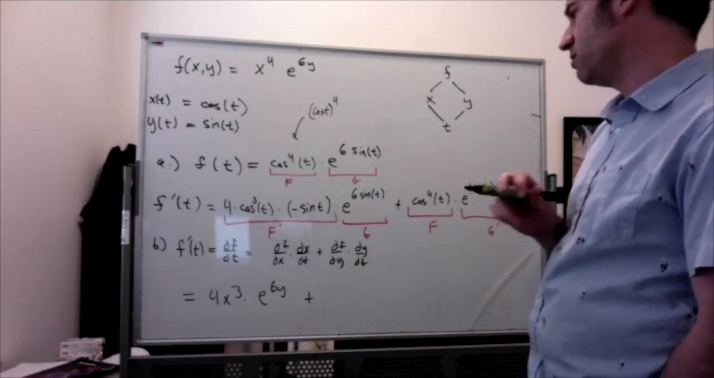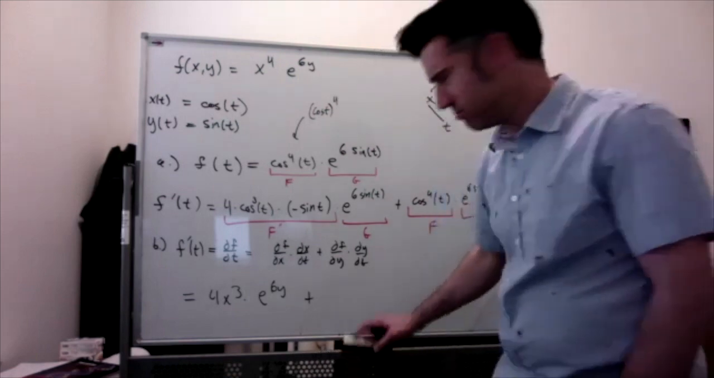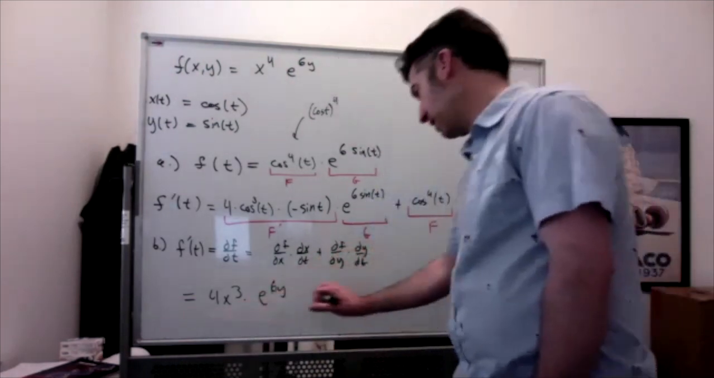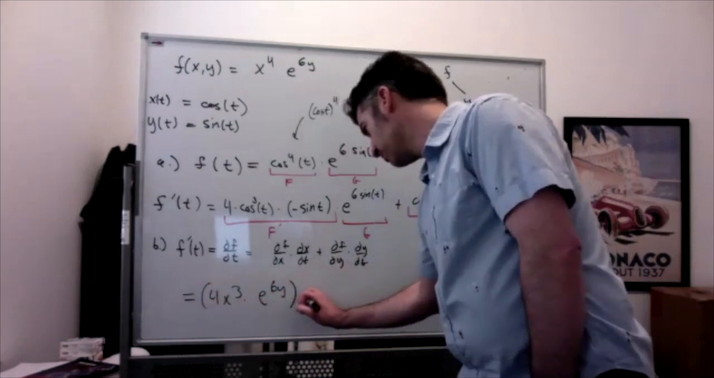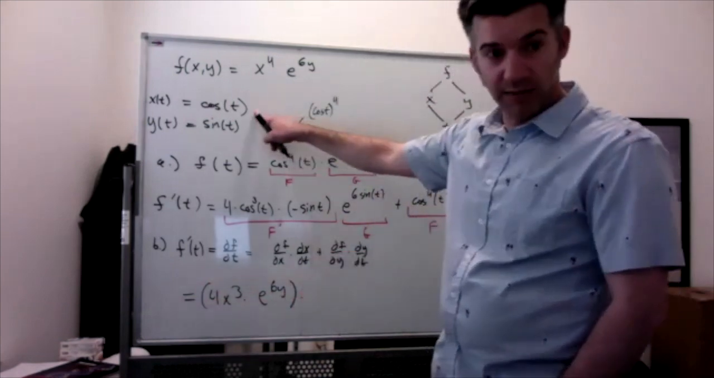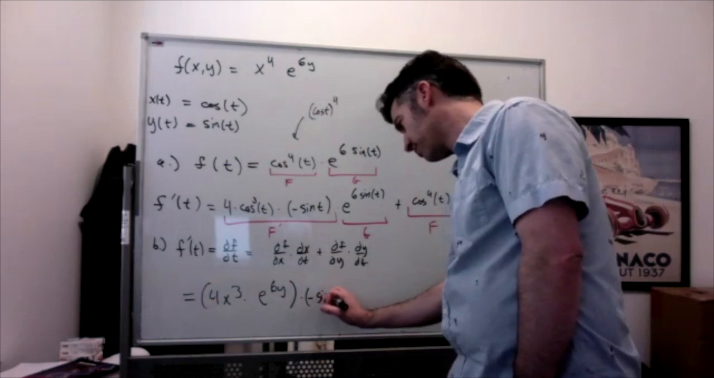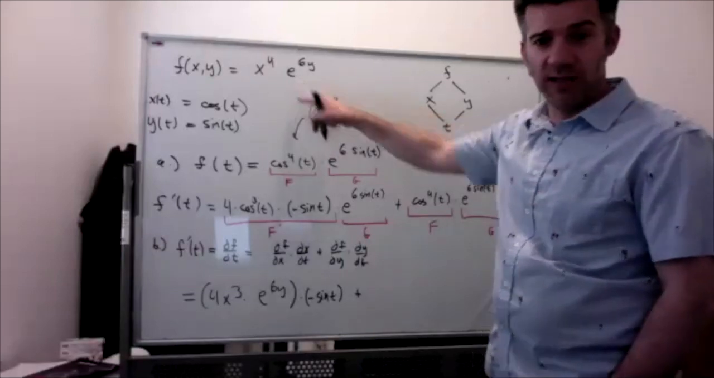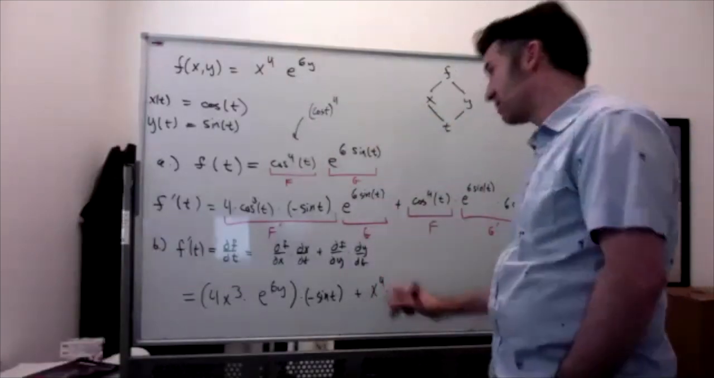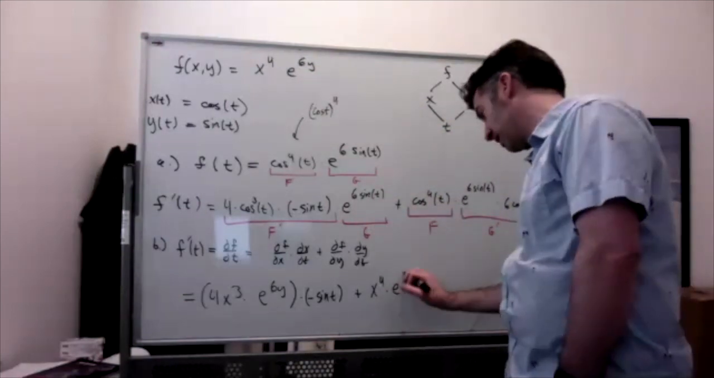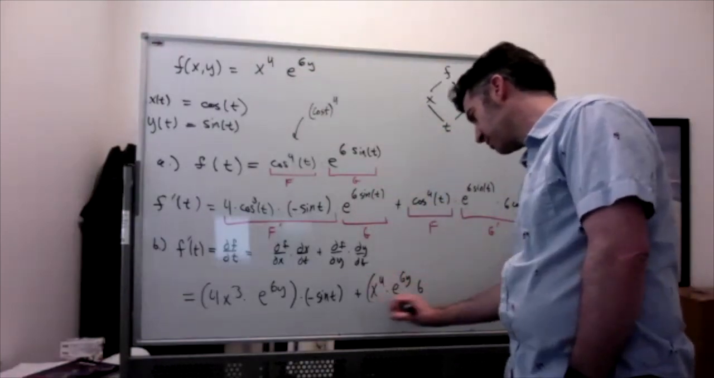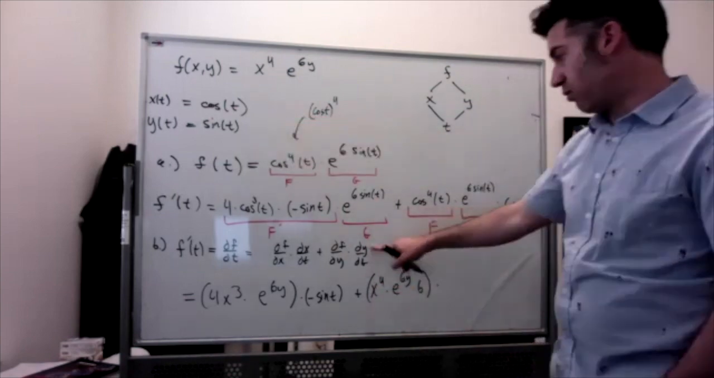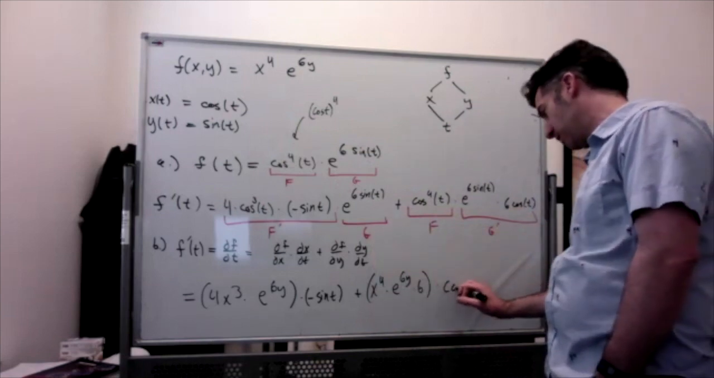Oh, a little bit, not a ton. I forgot the dx/dt part. Right? So that part there, that's just my del F del X. And then I need to multiply by dx dt, which is just going to be negative sine of t. Plus del F del Y. So the derivative of this with respect to y is going to be x to the fourth times the derivative of e to the 6y, which is e to the 6y times 6, times the derivative of y with respect to t, which is the derivative of sine, which is cosine of t.